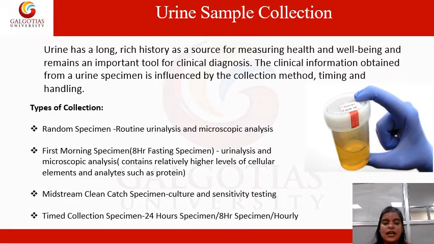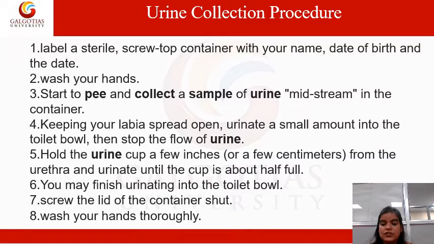And the last one is a time collected specimen, like a 24-hour specimen or an 8-hour specimen. Doctors sometimes say that you have to collect the whole 24-hour urine sample. Whatever urine is there in those 24 hours, you have to collect it in the specimen container. It could be for 8 hours, it could be for 24 hours. For the time collection, whatever time is given to you, you have to collect for that particular prescribed time. Now the urine collection procedure, how to collect the urine.